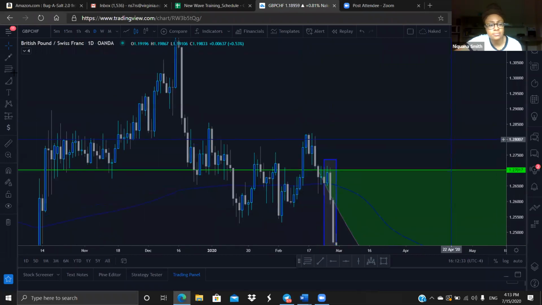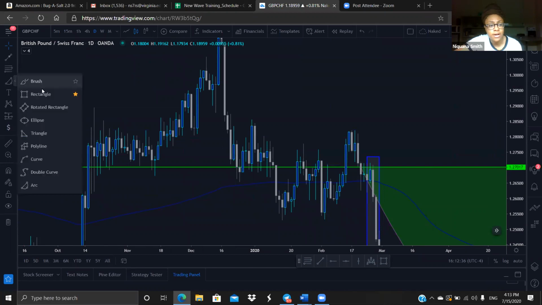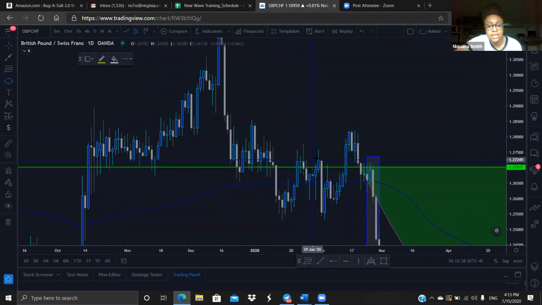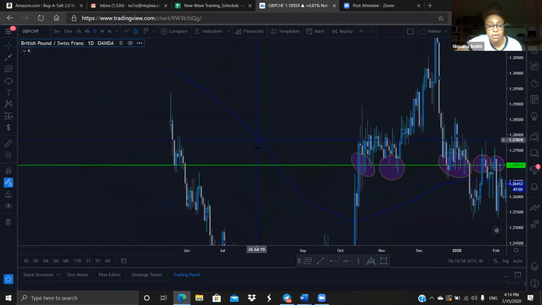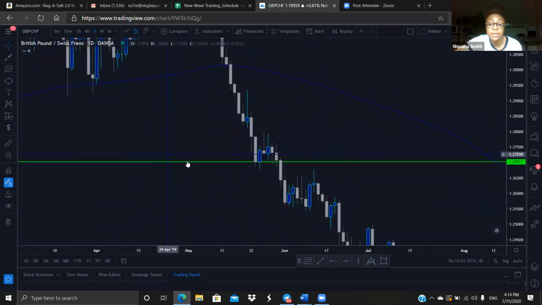Well, let's look. If I take my ellipse here, I can see that price was respecting it around here. Price was respecting it around here. Price respected around this area. Price respected around this area. This area. I mean, looks like a pretty strong teacup to me. If I go further, history repeats itself.